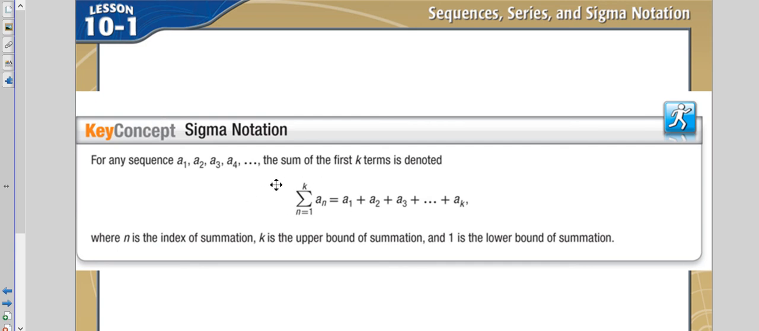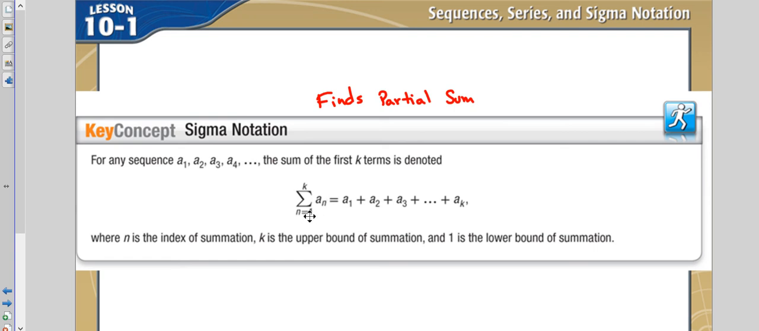Okay, and now we come to this point where we talk about sigma notation. Now that's what you just saw me type in the calculator. This is called sigma notation. This finds partial sums when we add up a certain number of terms in a sequence.